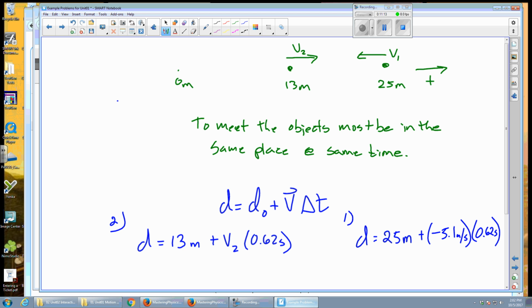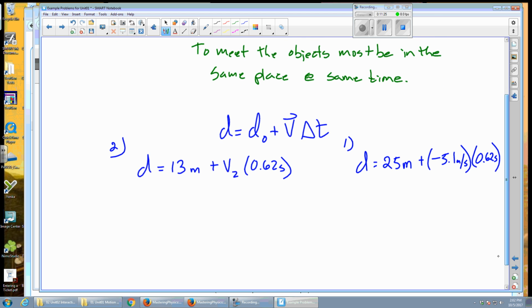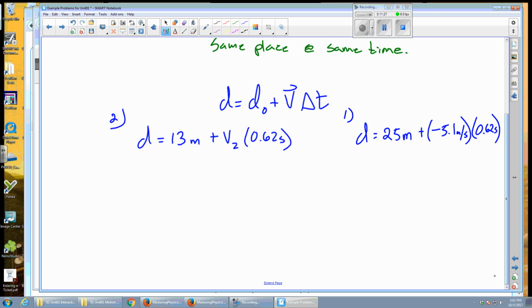So even if I wasn't given the time, I'd have 2 equations with 2 unknowns, right? And I could solve them. But nicely, they gave me the time also. And so I could figure out D right away from number 1, right? Then substitute that into the other one to find V.